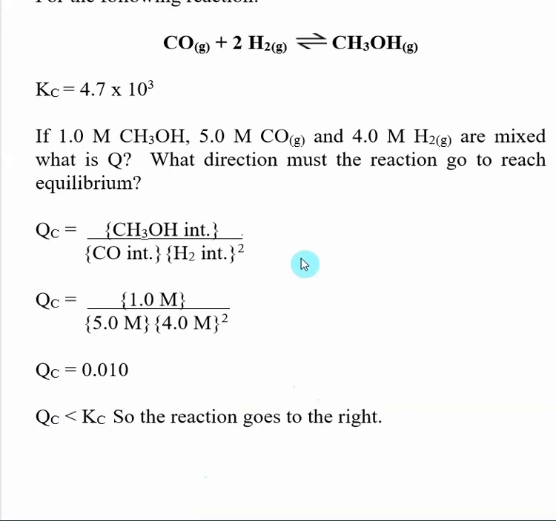So if you think about it, this makes sense. What we want is to reach equilibrium, and when we're at equilibrium, Q is equal to K. In order to get Q equal to K, that means that the concentration of CH3OH must increase and the concentration of CO and H2 must decrease. And we do that by pushing the reaction to the right. So as the reaction goes to the right, the Q value will increase until finally Q is equal to K. Then we have reached equilibrium and the reaction will stop moving forward.